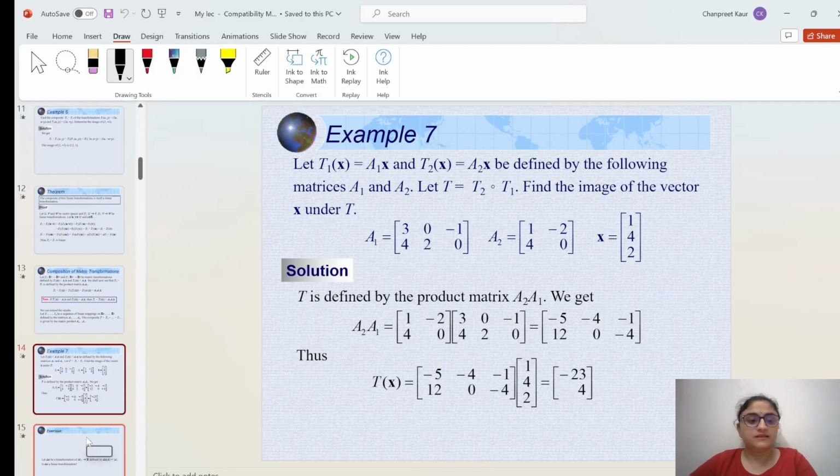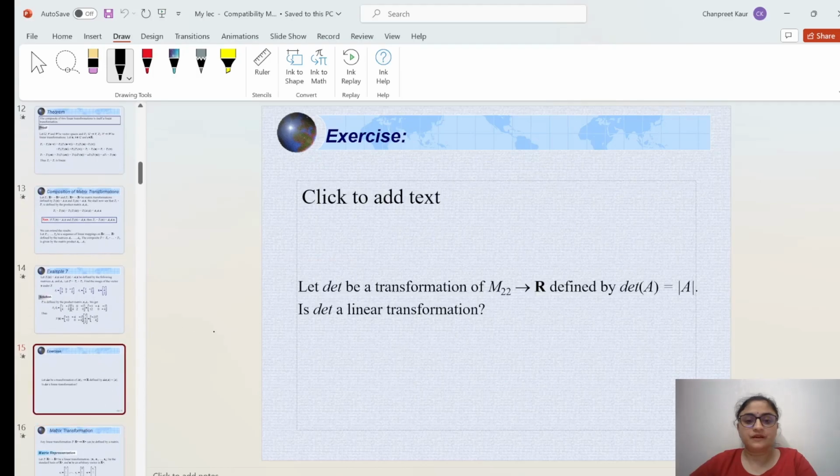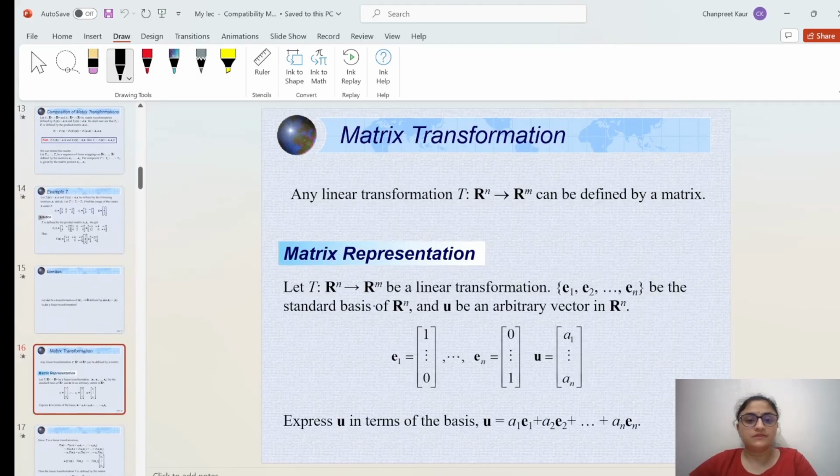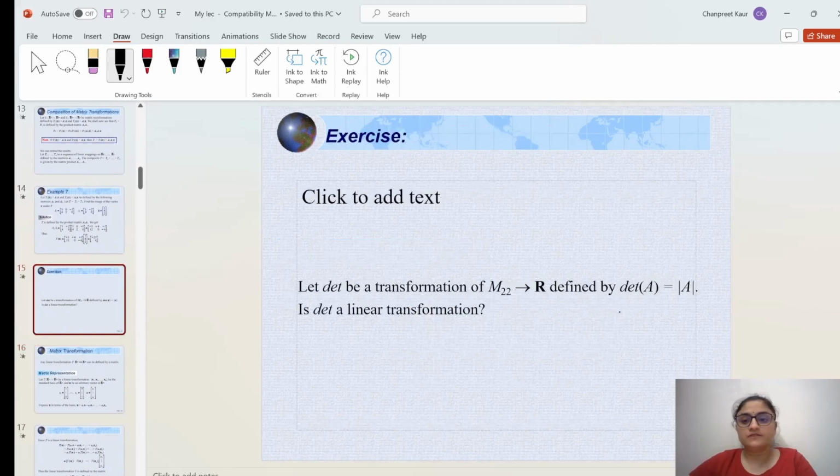So this is a simple example, and this is an exercise, so you can verify yourself whether the determinant mapping is a linear transformation or not.